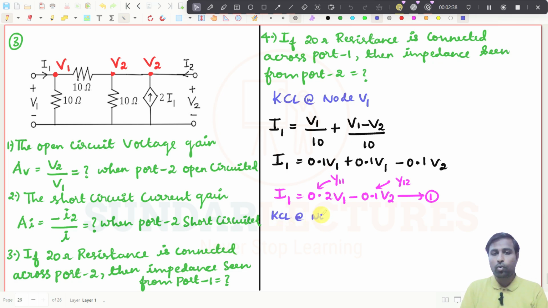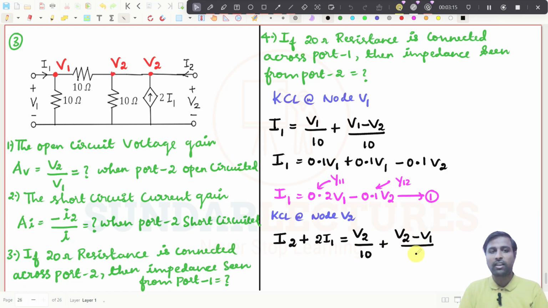KCL at node V2, right? This is the node, right? What are the currents coming here? I2 is coming here, so it will be I2, right? I2 is in this direction, and one more thing, I1 is also in the same direction, so it will be plus 2 I1, that is also in the same direction, and that will be equal to V2 by 10, and then plus the current if it is coming in this direction, so it will be V2 minus V1 divided by 10.